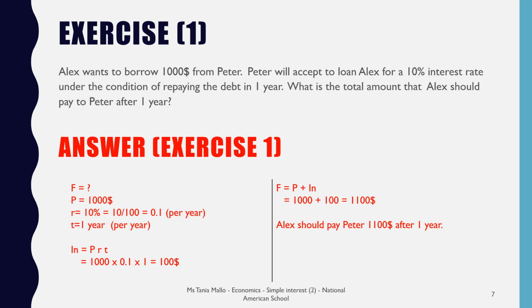In order to know F, I should know IN. So I calculate IN, P times R times T. P is $1,000, R is the interest rate, 0.1, per year, and T is 1 year, so it's very easy. IN is $100. So the total amount that Alex should pay to Peter, which is F, is $1,000 plus $100 equals $1,100.